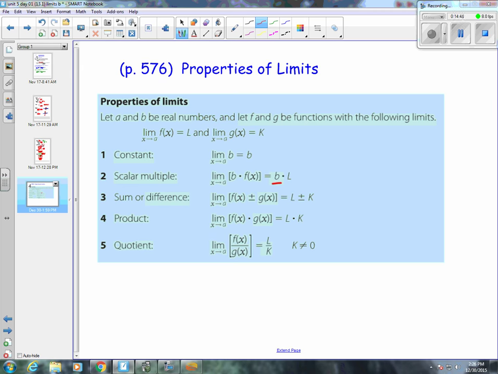Also, the limit of the sum or difference of two functions will be the sum or difference of their individual limits. The limit of a product of two functions will be the product of their individual limits. And the limit of a quotient of two functions will be the quotient of their individual limits as long as the limit of the denominator, the function in the denominator, is not 0.